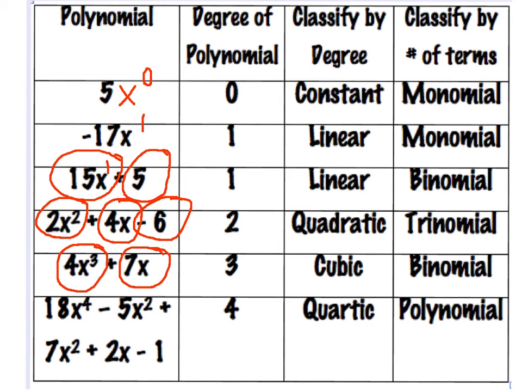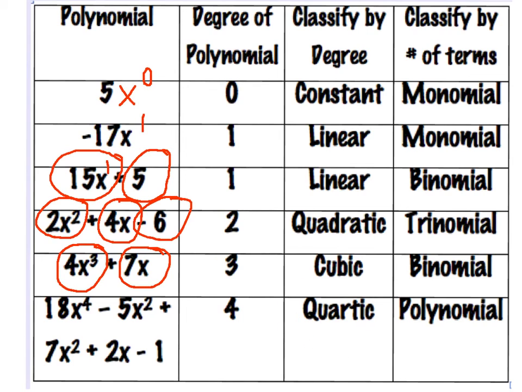So when you're classifying by terms, you'll need to remember monomial is 1 term, binomial is 2 terms, trinomial is 3, and then anything after that, we just call a polynomial. From this chart, what you need to know is that anything with a degree of 0 is a constant. Anything that has a degree of 1 is linear. Anything that has a degree of 2 is a quadratic. Anything that has a degree of 3 is a cubic. And anything that has a degree of 4 is a quartic.